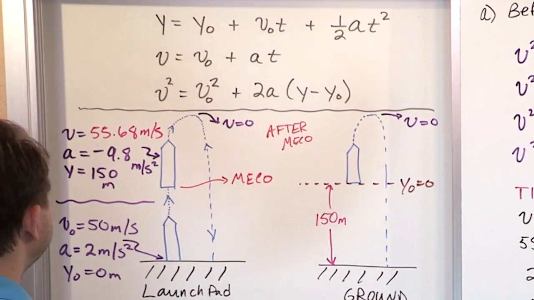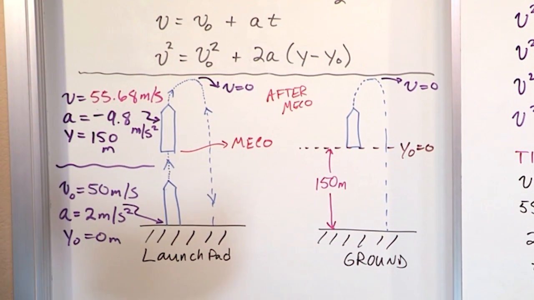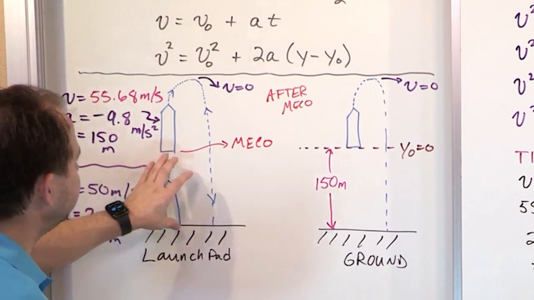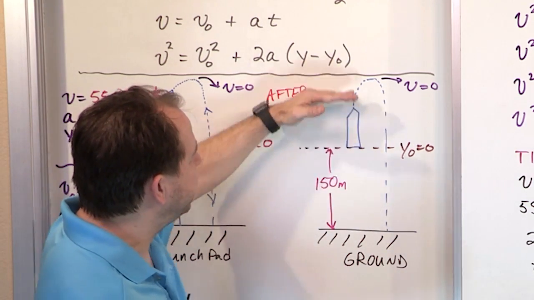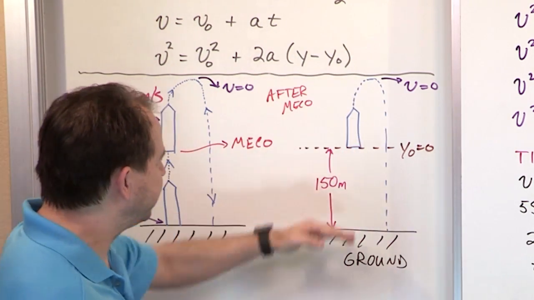So the first thing was to recognize that there's really two little problems in here. The problem during powered flight, and then the part after the engine's cut off, which is basically a free fall motion kind of problem.